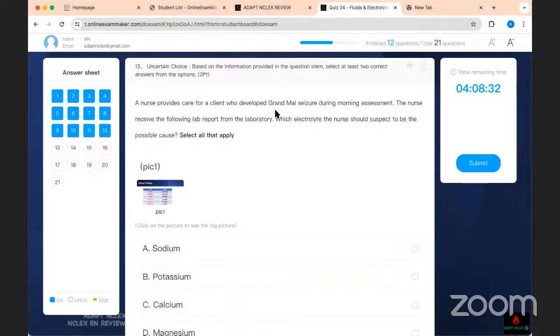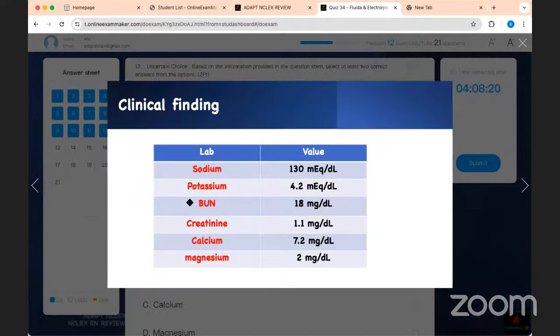And then provide care for a client who developed a grand mal seizure during morning assessment. The nurse received the following laboratory values. Which electrolyte should the nurse suspect? Which of these conditions causes seizures? You have sodium 130, potassium 4.2, BUN of 18, creatinine 1.1, calcium 7.2, magnesium 2.